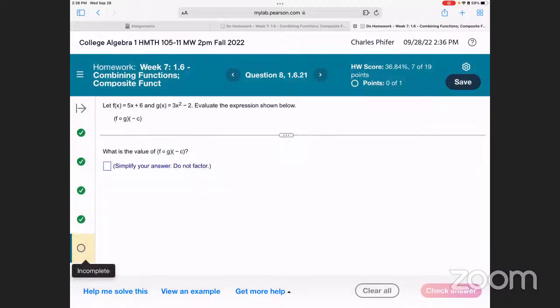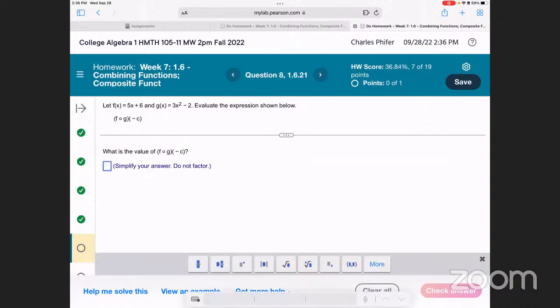Okay, let f be this, g be this. So g is on the inside. Let's go ahead and write the outside. It's going to be f is 5x plus 6, and then we're going to replace each x with g. G is 3x squared minus 2, so that goes on the inside.